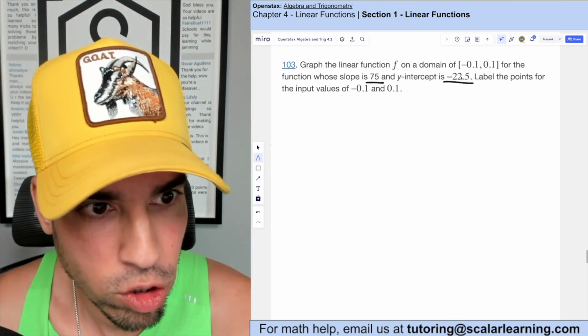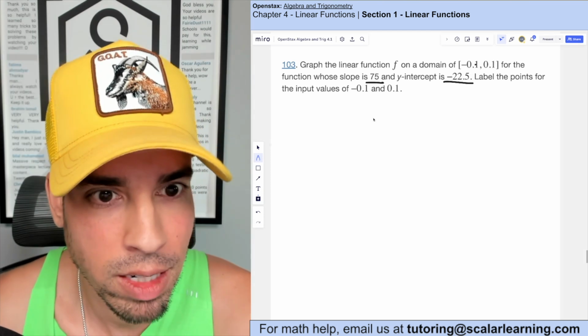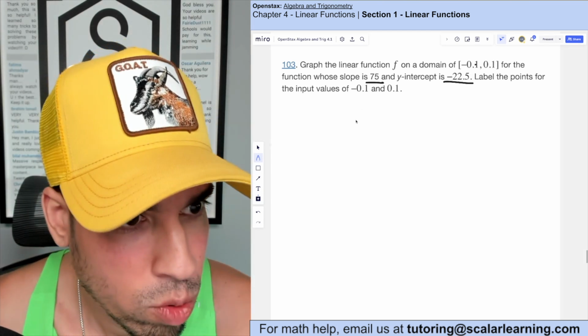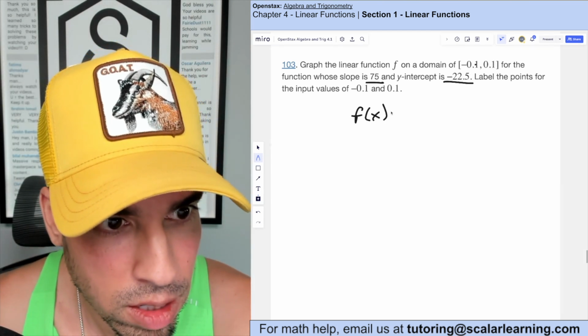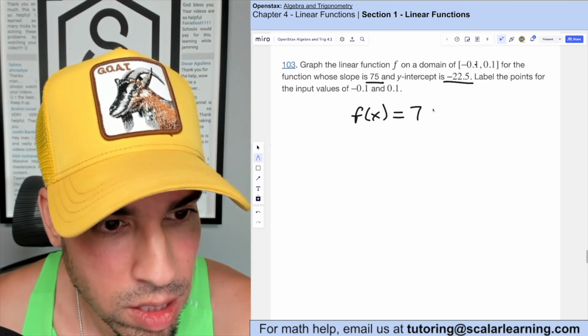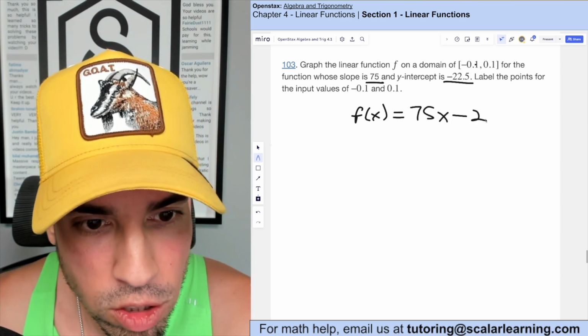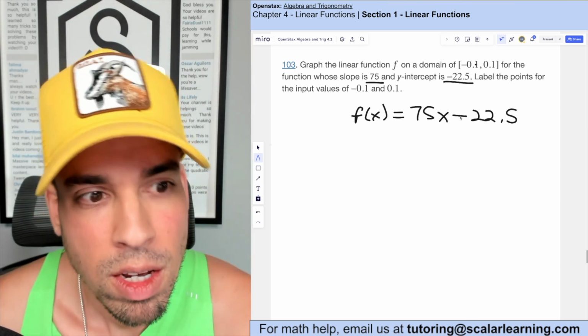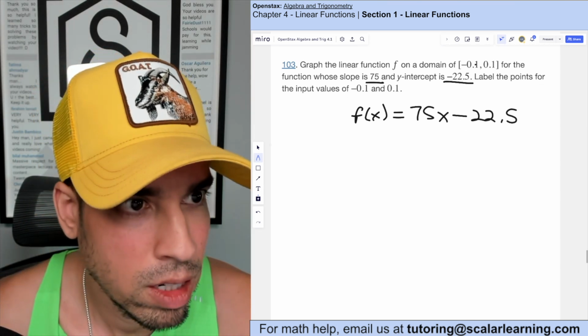For this question, we're meant to graph a function that has a slope of 75 and a y-intercept of negative 22.5 on this domain. Now, let's first create that equation. So we've got f of x equals a slope of 75 x minus that y-intercept of 22.5. And now we're going to go and plug it into Desmos.